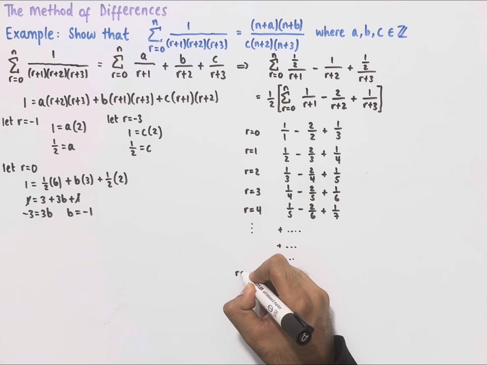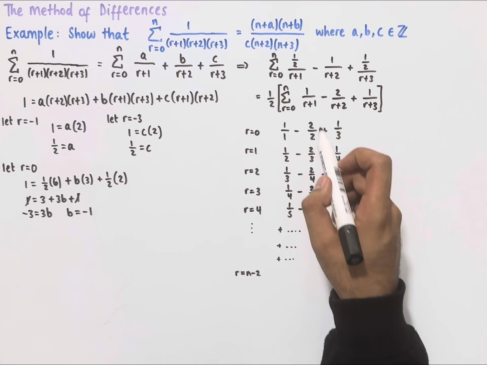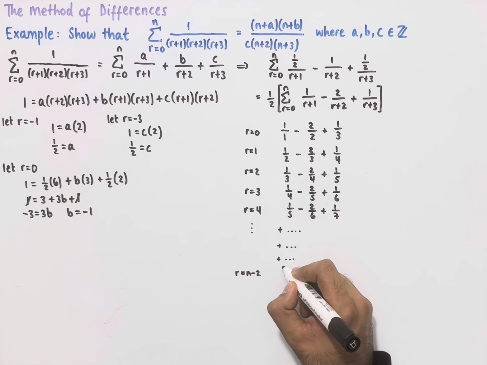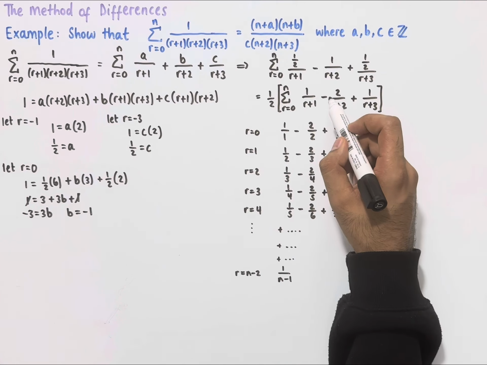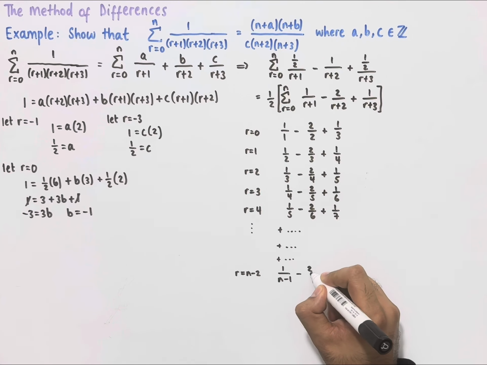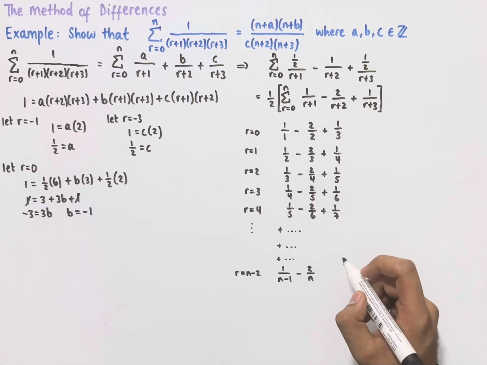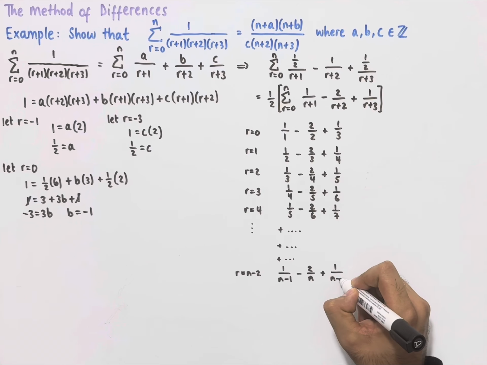So when we put r equals n minus 2 in, then for the first fraction, we end up with 1 over n minus 2 plus 1, which simplifies to 1 over n minus 1. And for the second fraction, we end up with minus 2 over n minus 2 plus 2, which is minus 2 over n. And then for the last term, we get 1 over n minus 2 plus 3, which becomes plus 1 over n plus 1.